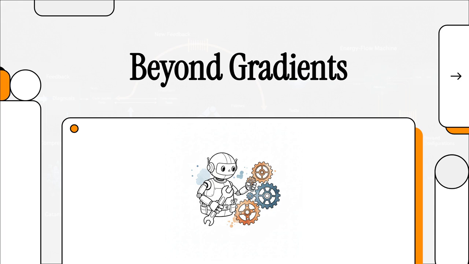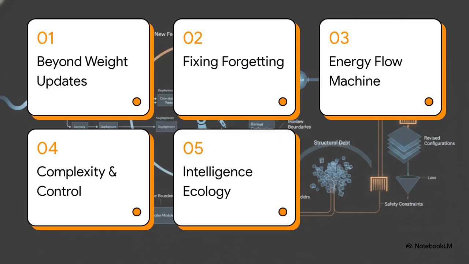It's a completely new architecture that allows AI to absorb feedback, preserve its capabilities, and actually evolve over time, all while remaining highly testable. Here is our roadmap for today. We'll start with going beyond the weight update, then look at fixing catastrophic forgetting, dive into the energy flow machine, master complexity and control, and finally, explore the new intelligence ecology.